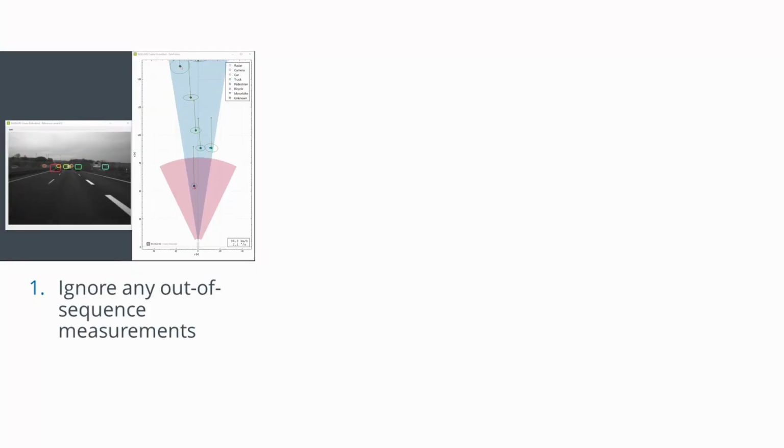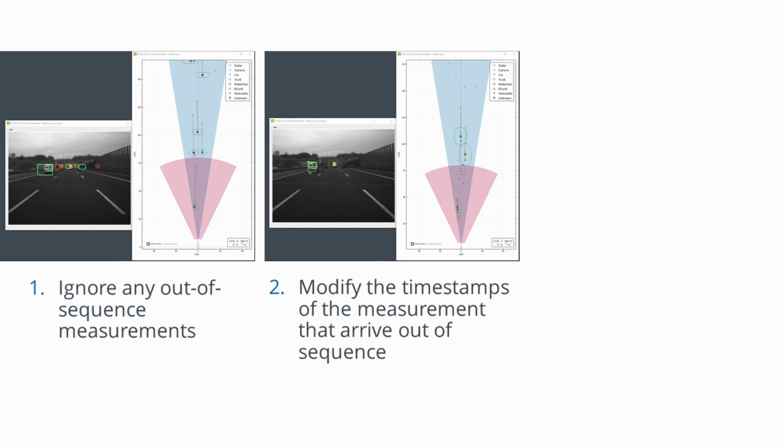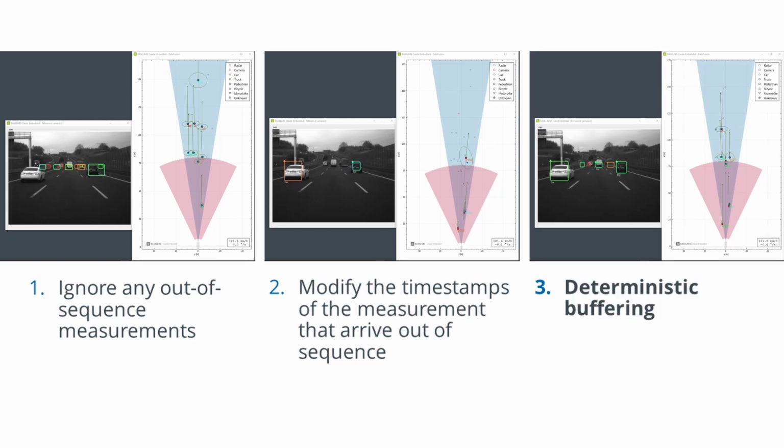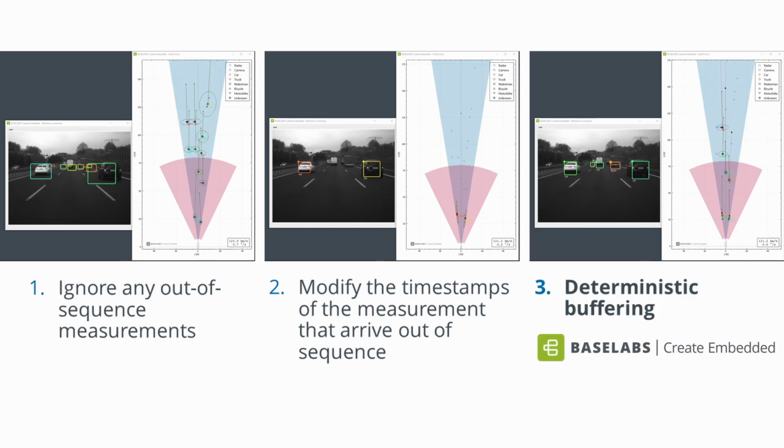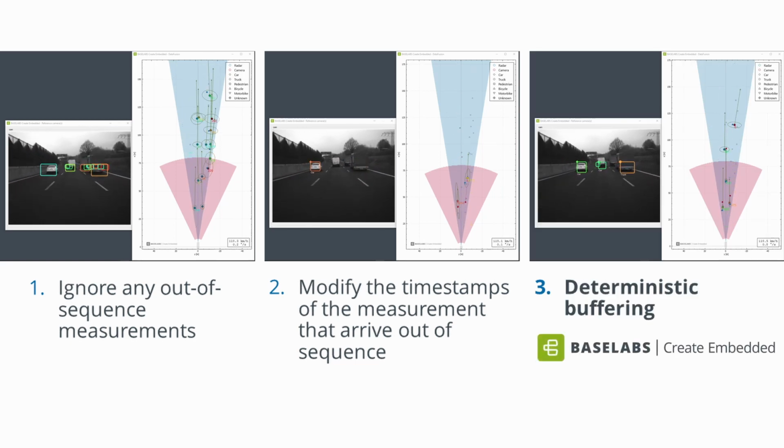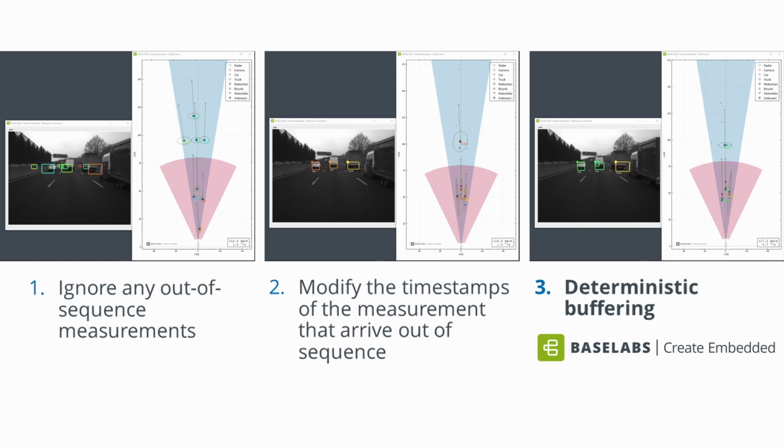The first solution is to ignore any out-of-sequence measurements. The second solution is to modify the timestamps of the measurement that arrives out of sequence. These 2 solutions avoid this issue but introduce artifacts, which clearly decrease the performance. The third solution, which is also the solution of Baselabs Create Embedded, is to use a so-called deterministic buffering.